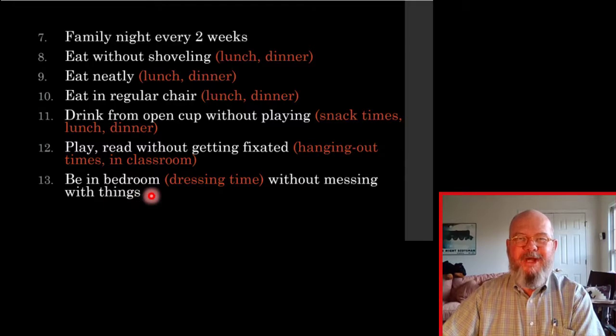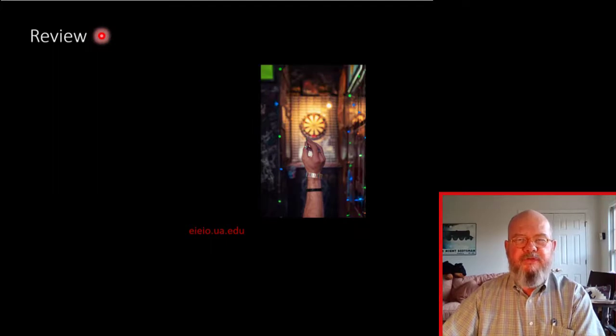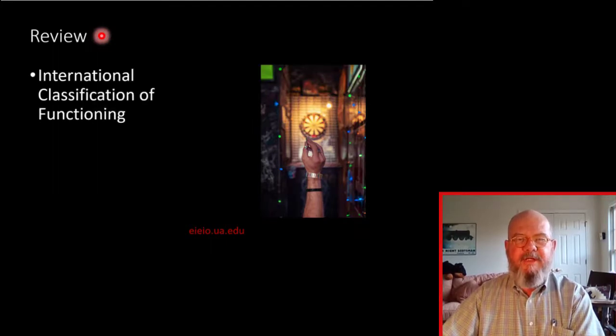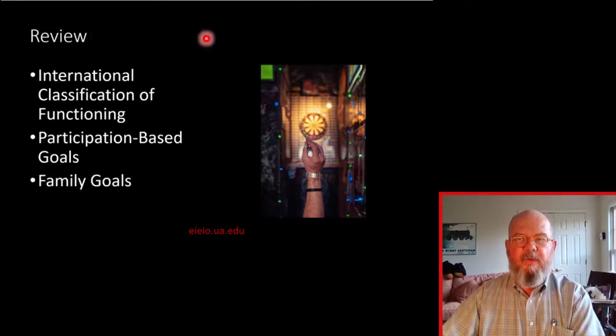This is where the child would go into his mother's room and interfere with her belongings, and she didn't like that. So that's an example. Not the best example, because a lot of them had to do with meal times, but you can see some of the variety of types of goals that come out of an RBI. So today we discussed the International Classification of Functioning, participation-based goals, and family goals.